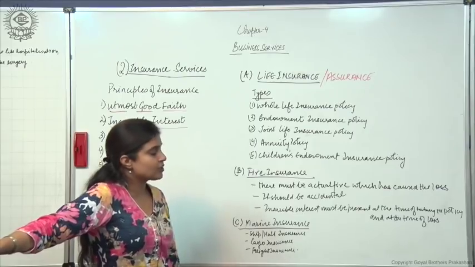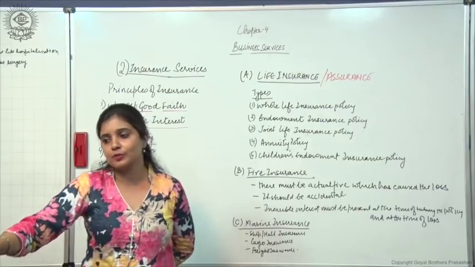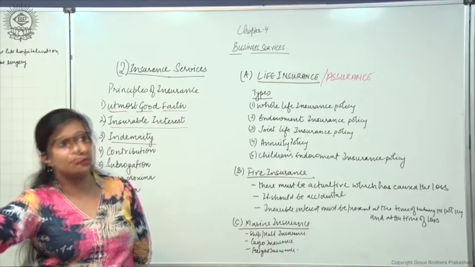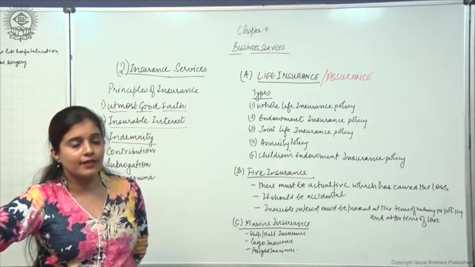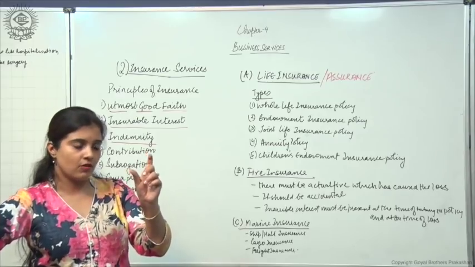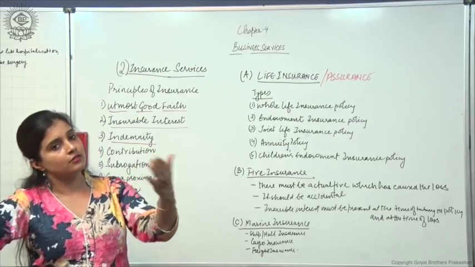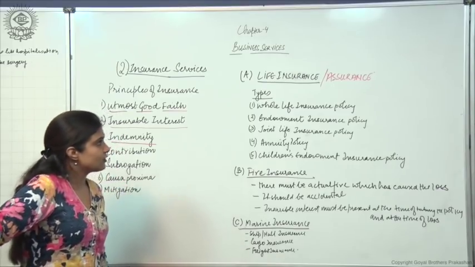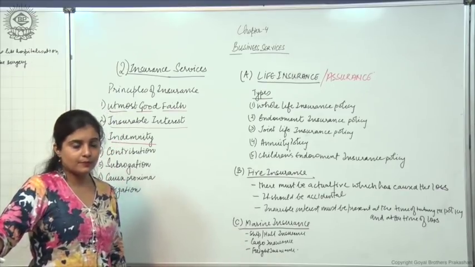Then children's endowment insurance policy. I can take an insurance policy for the purpose of marriage of my daughter, or I can take an insurance policy for the purpose of further studies of my children. Alright. So after my expiry or on the children attaining a certain age, you are going to get the money for that policy. So these are 5 types of life insurance policies which are available, right?